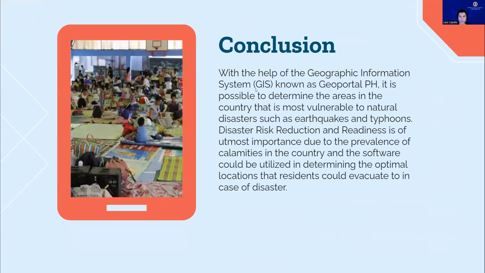With the help of Geographic Information System, known as GeoPortal PH, it is possible to determine the areas in the country that are most vulnerable to natural disasters such as earthquakes and typhoons. Disaster risk reduction and readiness is of utmost importance due to the prevalence of calamities in the country, and the software could be utilized in determining the optimal locations that residents could evacuate to in case of disaster.